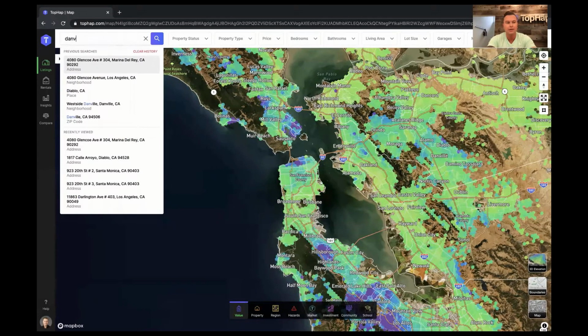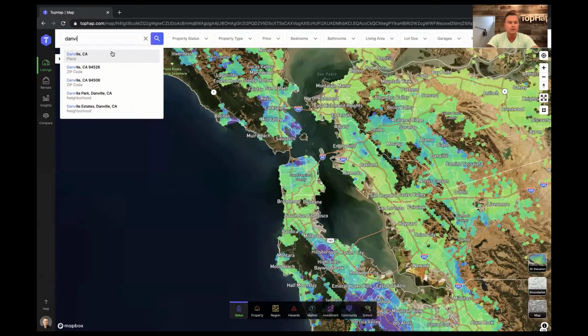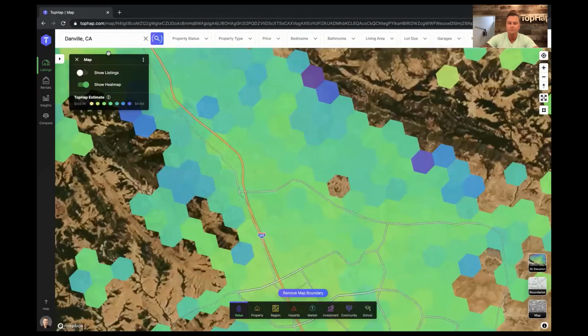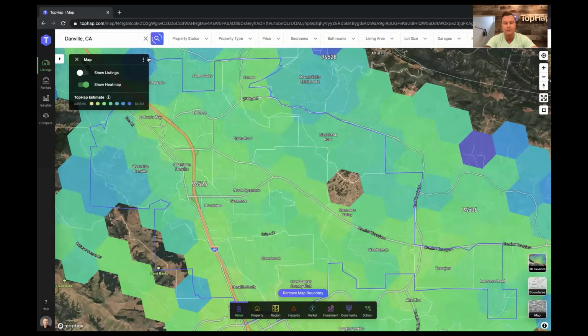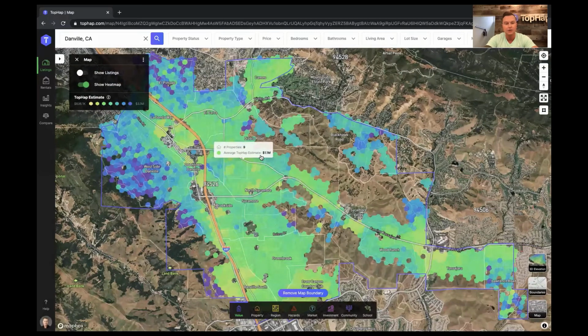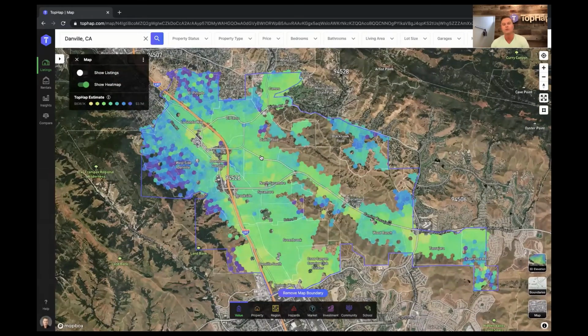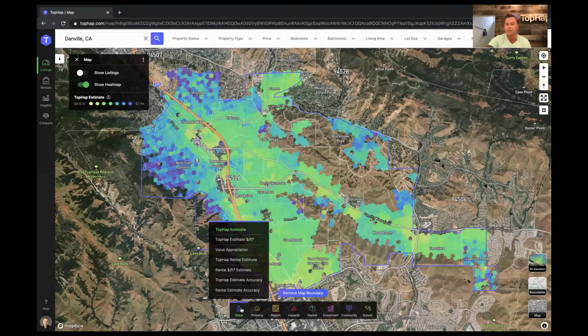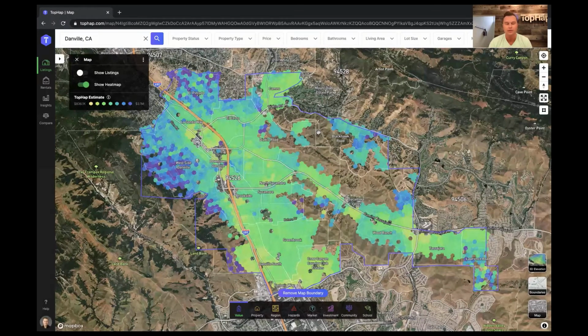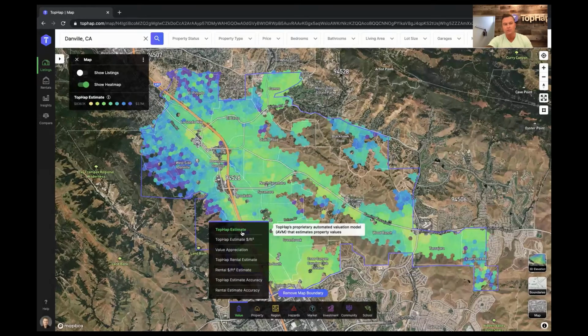The city we're going to be analyzing today is the city of Danville. This is our home city where we are. And I'm going to show you how to identify and understand everything and anything you need to know about the city of Danville. So what you're introduced with here is a heat map, and what is turned on is our TopHap estimate layer. The darker colors on our heat maps always represent a higher value of whatever layer you're looking at.